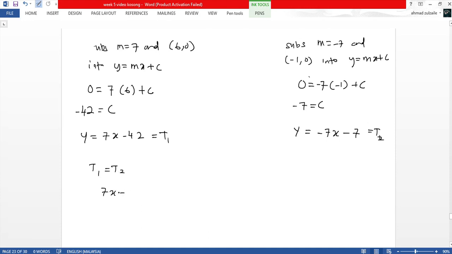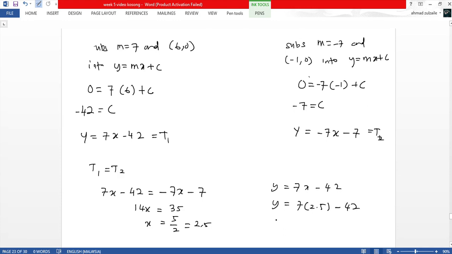So 7x minus 42 equal to 7x minus 7. So therefore you will have over here is 14x equal to 35. So x equal to 5 over 2 or 2.5. The first coordinate. Second coordinate, substitute, bukan second coordinate, substitute to get the y. So y equal to 7x minus 42. 7 times 2.5 minus 42, you akan dapat sini ialah negative 24.5.